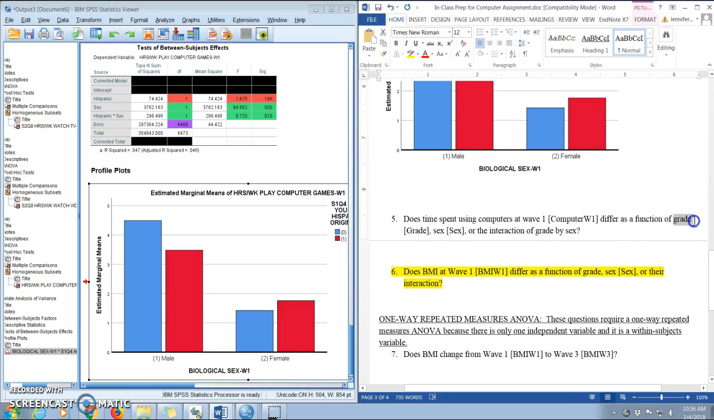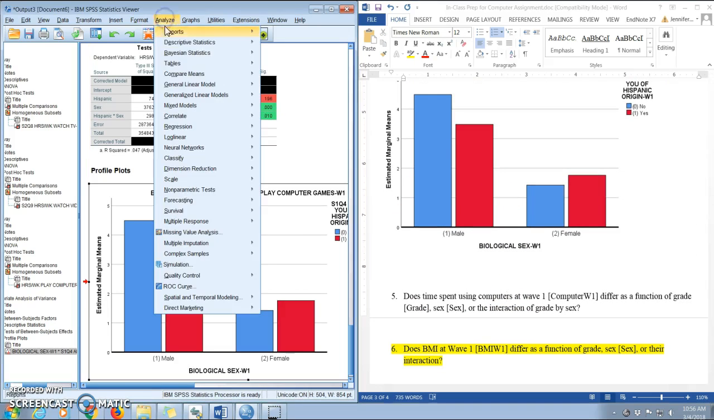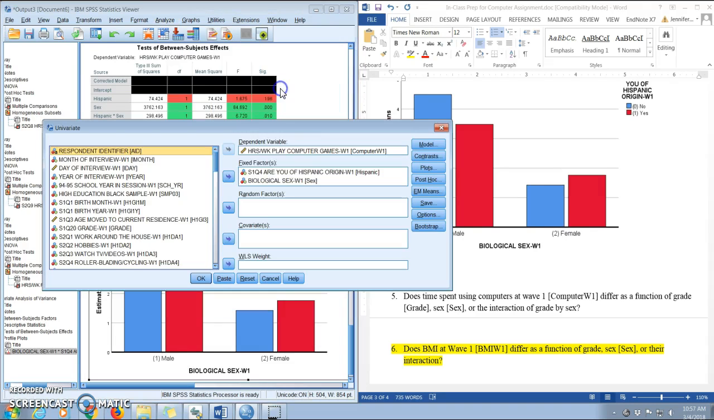I see. So this is asking about grade instead of ethnicity, but otherwise it's essentially the same question because we were looking at computers up here too. So when we come over here to analyze, we go to our general linear model, and we go again to univariate because we only have one dependent variable. It's hours per week playing computer games, and now instead of Hispanic by sex, we're going to do grade by sex. Here we'll need to go in and make sure that everything looks like we still have it.